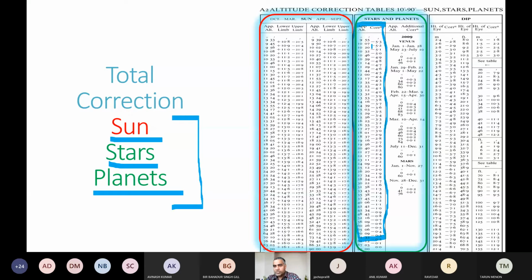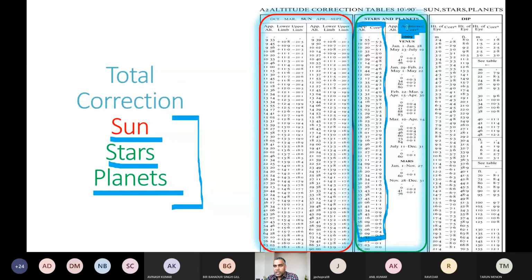So where do you get this extra correction? You will see along with this normal correction, you will have an additional correction also given. This is the additional correction which is given. Okay. It will look slightly different on your almanac because you will be using 1992. This one is 2009. So these corrections change from year to year.